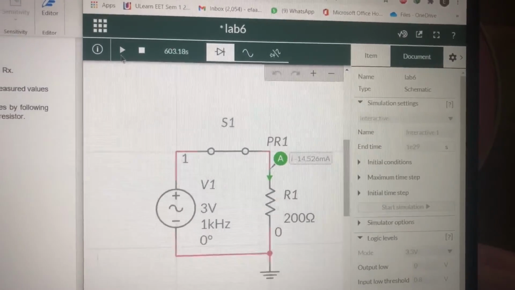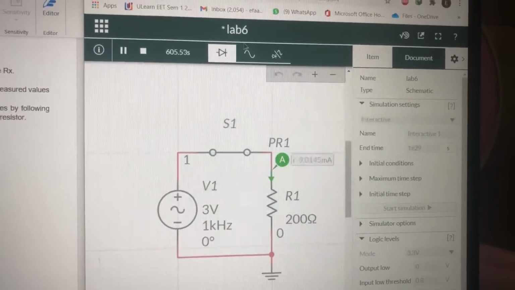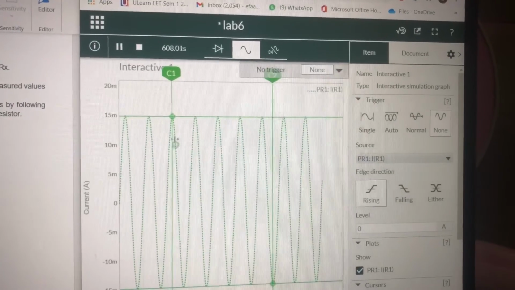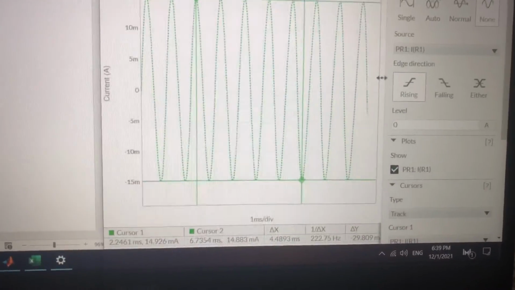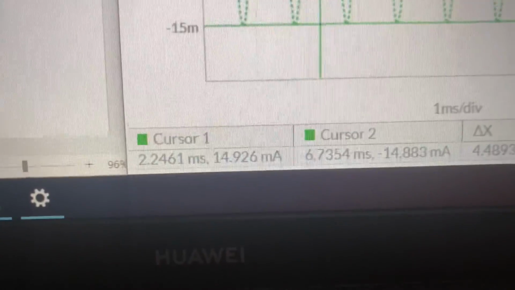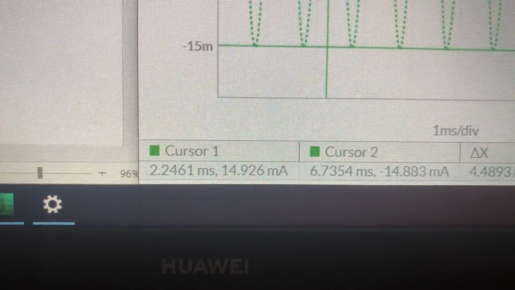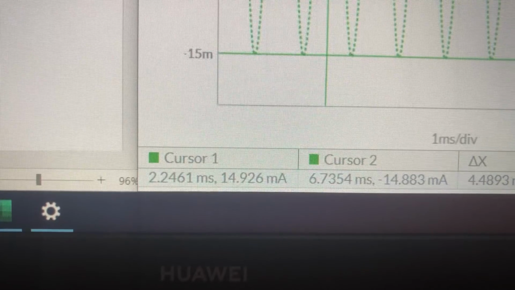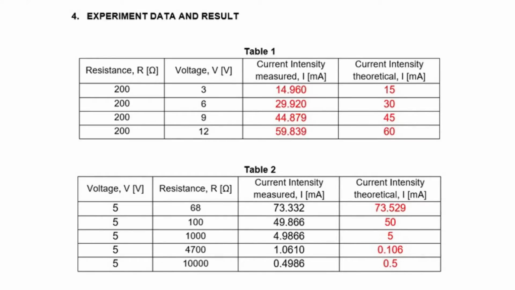Okay, after that we need to run the simulation and then look at the grapher. So this is the value of current that we need to find, which is 14.926 milliampere. Okay, for table 1, we need to find the current intensity measured. So based on the circuit in Multisim, we can find that the current is 14.960 and put it in the table. So we repeat the step for 6 volt, 9 volt and 12 volt of power supply.